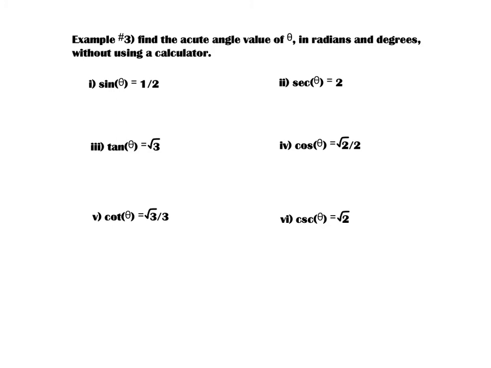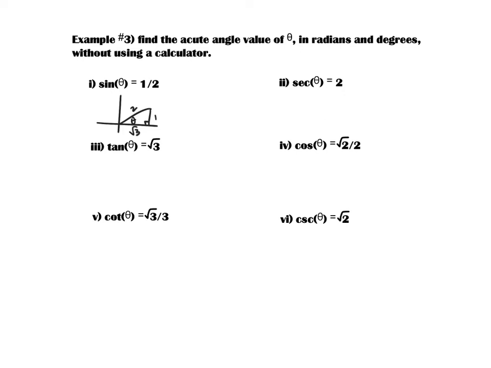Okay, very interesting example here. Find now the angle, acute angle, theta, in radians and degrees without using a calculator. So what I'm going to do is, again, sketch in the first quadrant each of these examples. So let's sketch sine is equal to 1/2. That's 1, that's 2. This would be a theta. That would make, using the Pythagorean theorem, just trust me, this would be root 3.